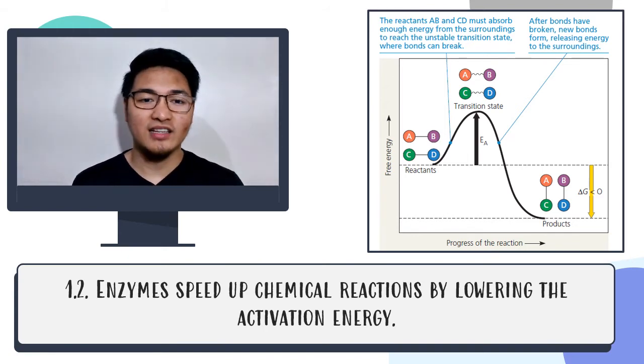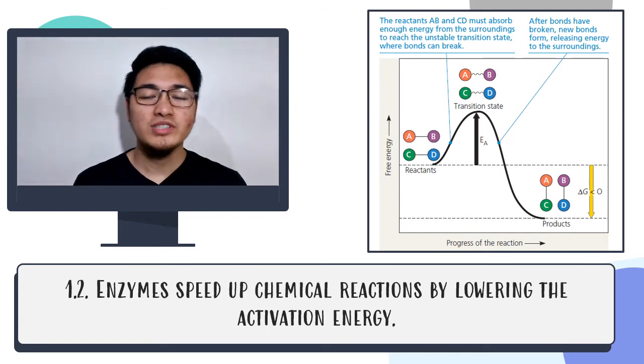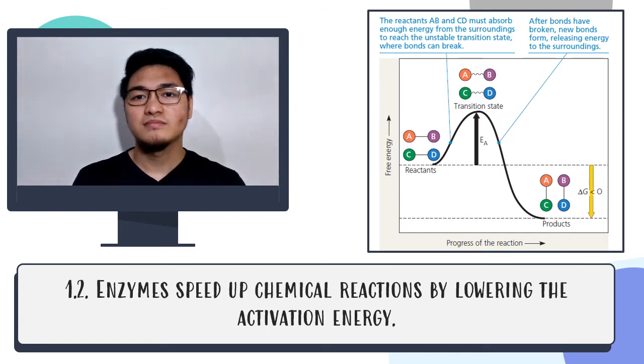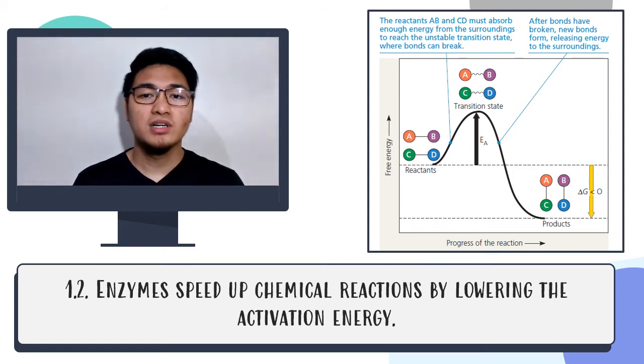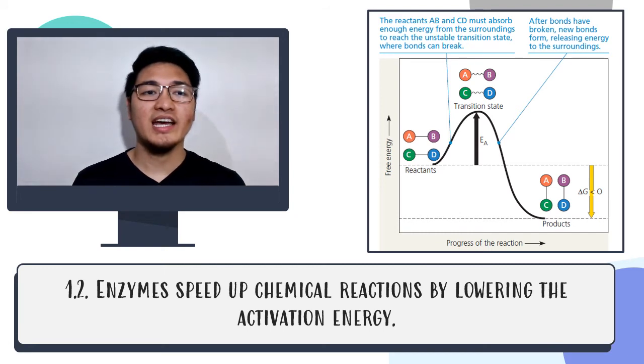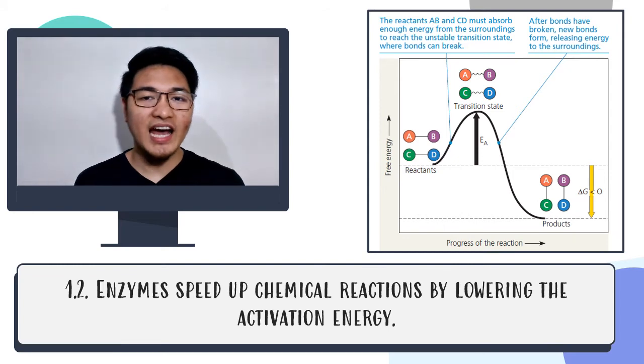nung cell natin. So by using an enzyme, a cell can actually reduce yung risk of protein denaturation and at the same time be specific kung saan lang kailangan ng cell na ma-speed up yung chemical reaction. So hindi lahat ng chemical reaction magsi-speed up.